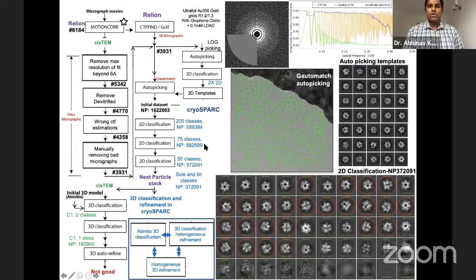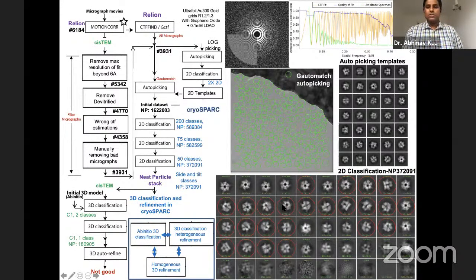So what you do is something called a 2D classification, which will superimpose all the particles which are of one specific orientation. Here, for example, this is a side view, this is a tilted view, and this is a top view. So there are different views. You can have particles which are oriented in different views, and all the particles in one specific view will be clubbed together in one 2D class. As you can see here, different 2D classes in different orientations.